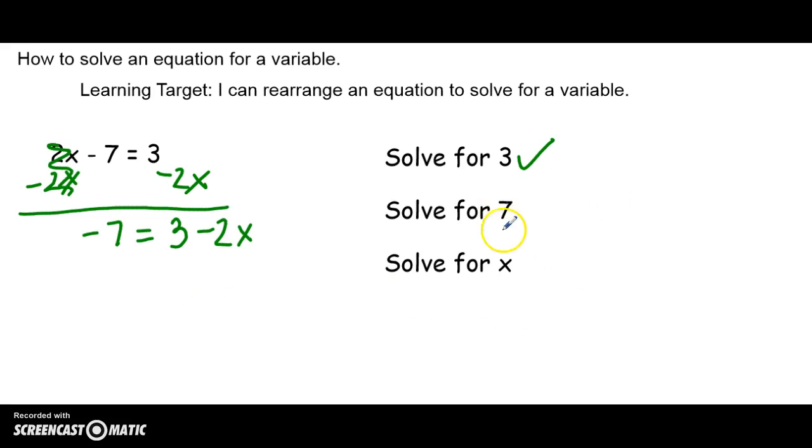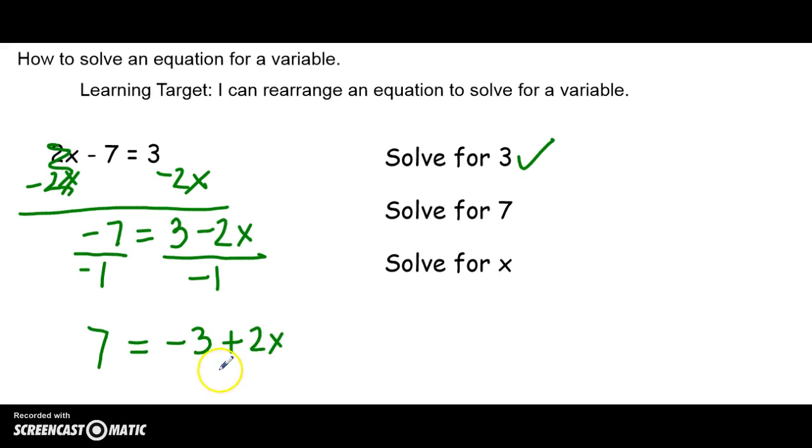My goal is to solve it for a positive 7. So I can divide this side by a negative 1, because negative 7 divided by negative 1 is a positive 7, and that gets me what I want. If I divide this side by negative 1, I have to keep my properties of equality equal, so I need to divide that side by a negative 1. 3 divided by negative 1 is a negative 3. Negative 2x divided by negative 1, a negative divided by a negative is a positive 2x. So now I've solved my equation for 7.